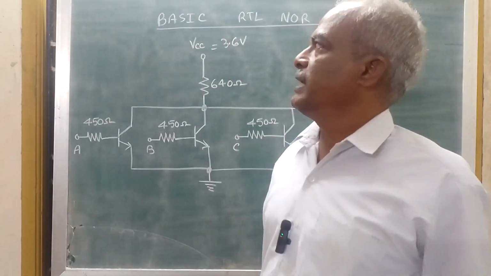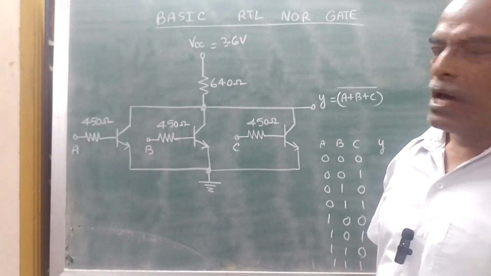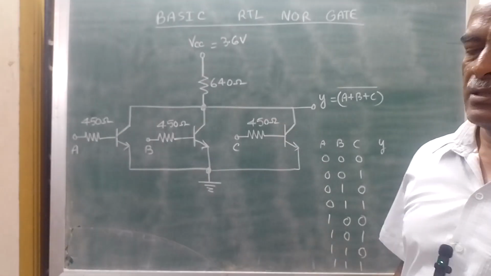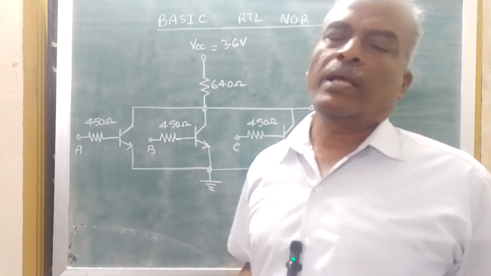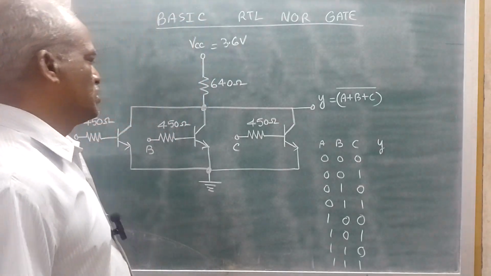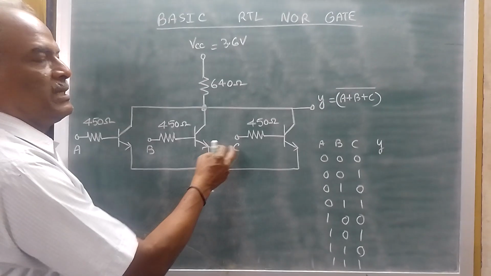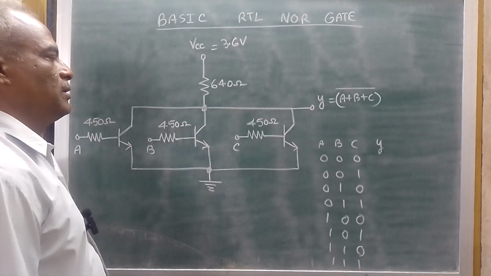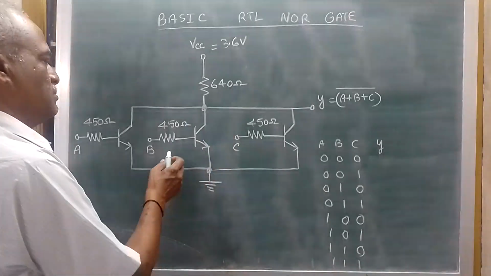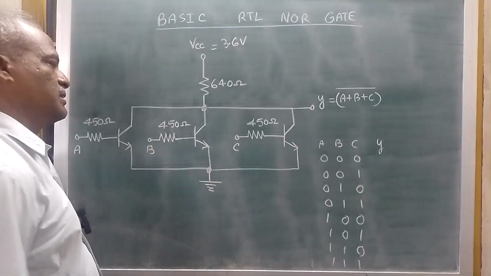Today we are going to see about the basic RTL NOR gate. RTL means resistor, transistor, logic. That means we are realizing a NOR gate using resistor and transistor. So here we have three transistors, and A, B, C are the inputs. And then we have resistors, 640 ohms and 450 ohms, connected to the base for all the three transistors.